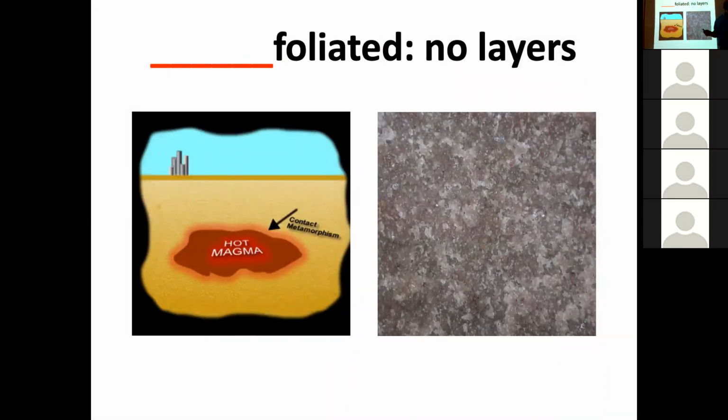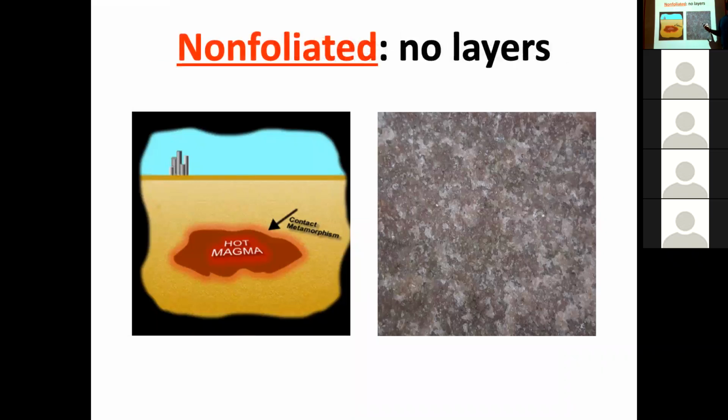So we just said that foliated rocks have layers, but if a metamorphic rock does not have layers, then it can be described as non-foliated. So not a very exciting name, but it's descriptive. So foliated means layers. Non, that prefix just means none, so no layers. So foliated rocks are created by pressure. Non-foliated are created by heat.